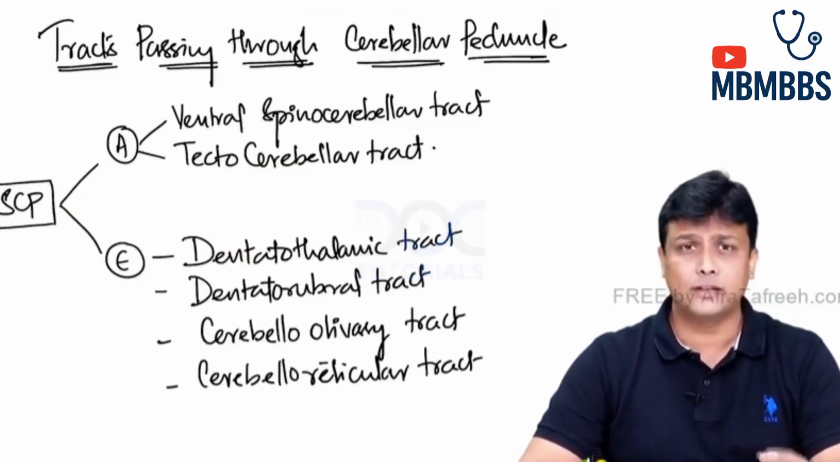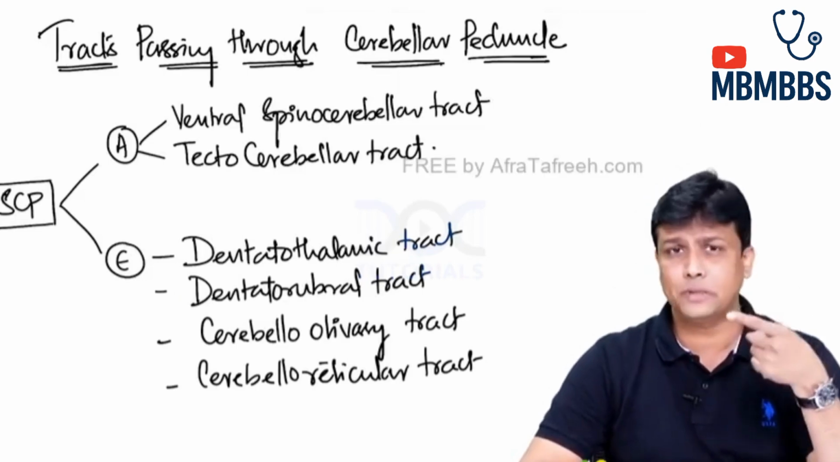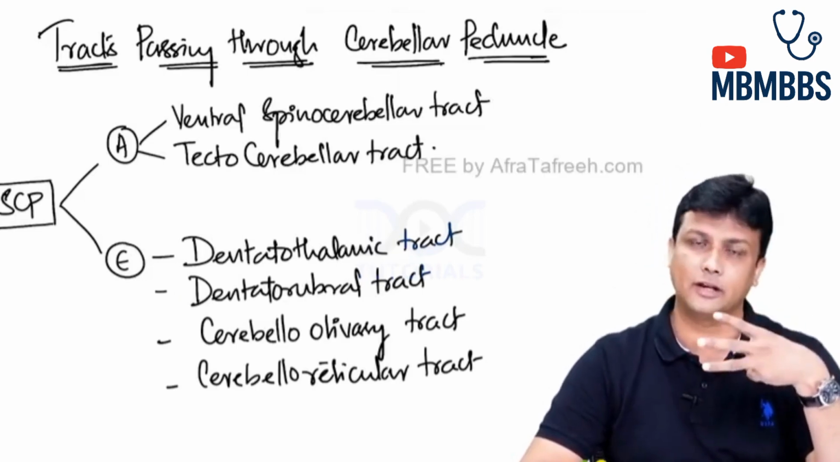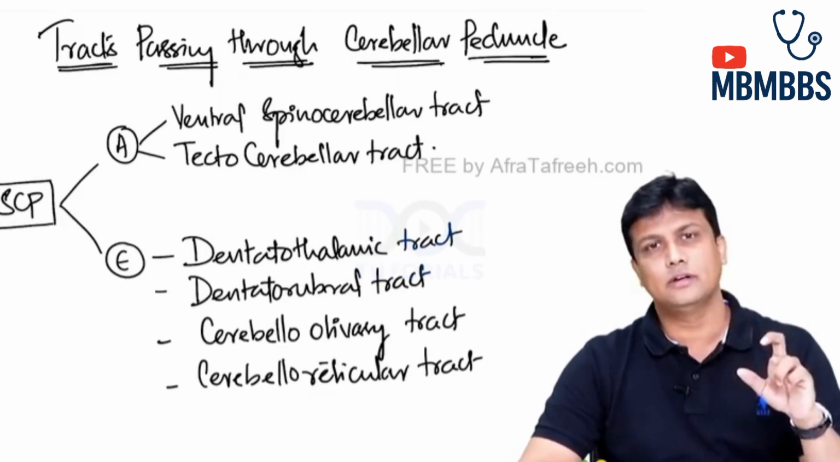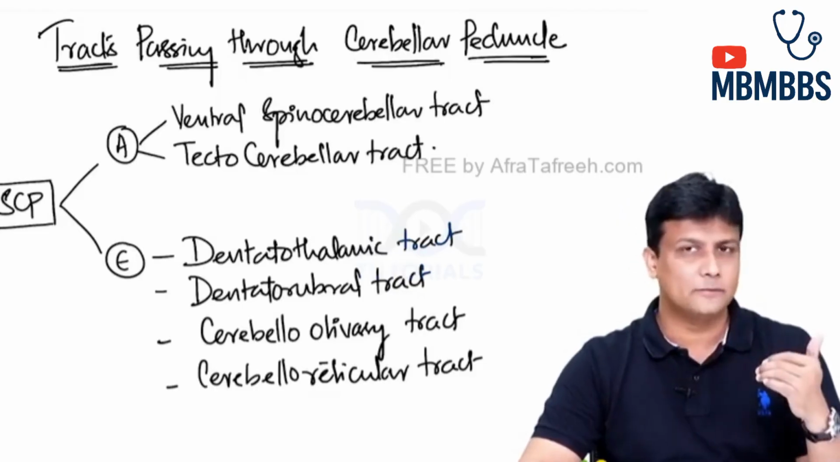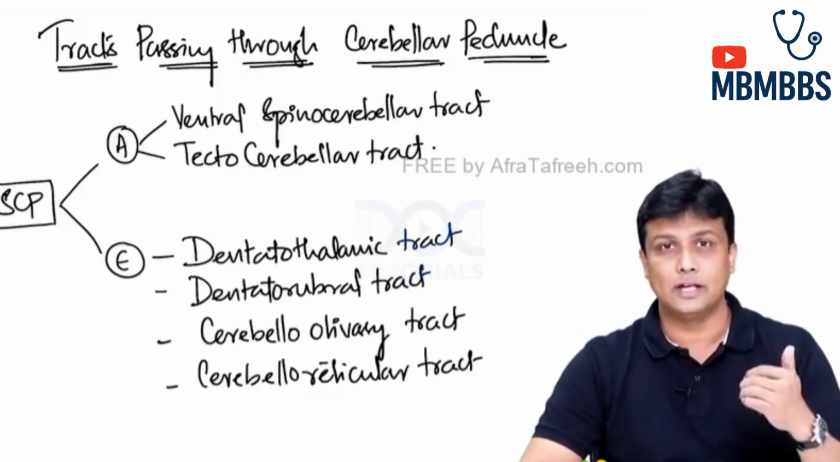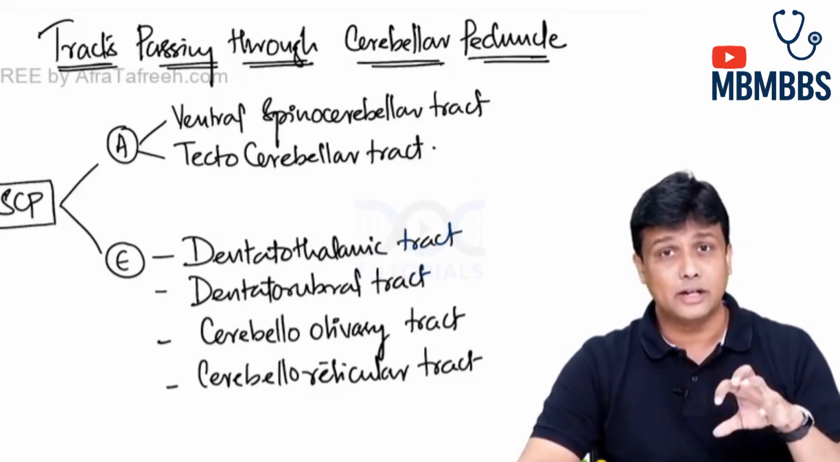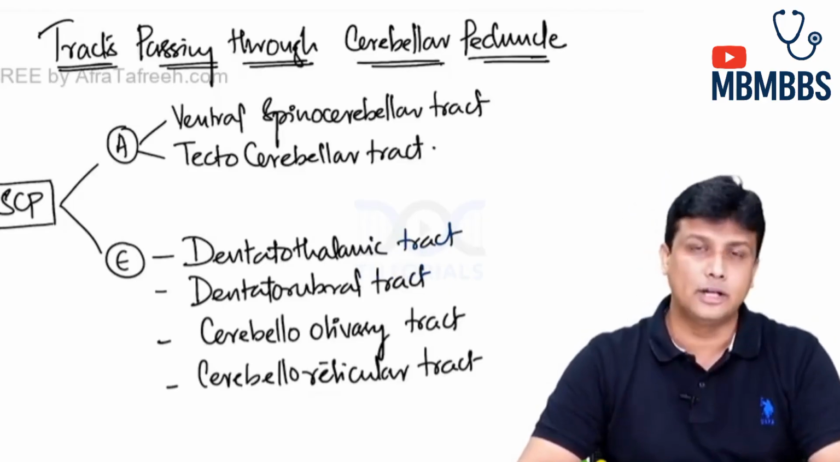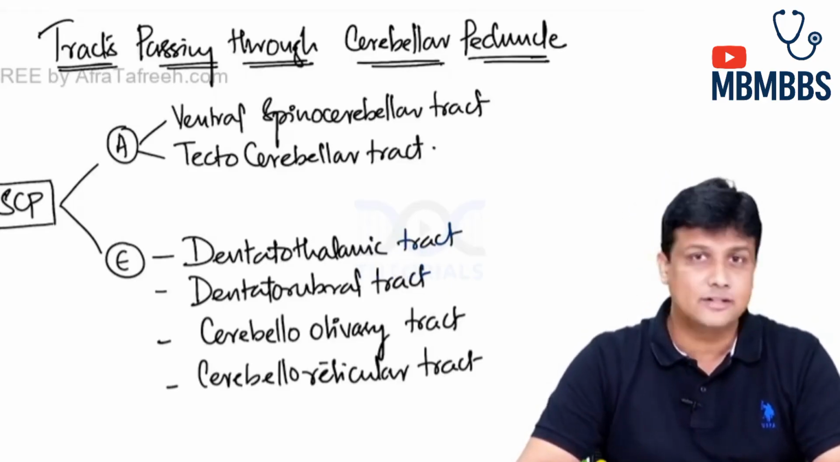And I already told you that there will be 3 cerebellar peduncles. There will be superior, middle and inferior cerebellar peduncle. So midbrain with the cerebellum, superior cerebellar peduncle, pons with the cerebellum, that is nothing but the middle cerebellar peduncle, and medulla oblongata along with the cerebellum is connected with the help of inferior cerebellar peduncle.